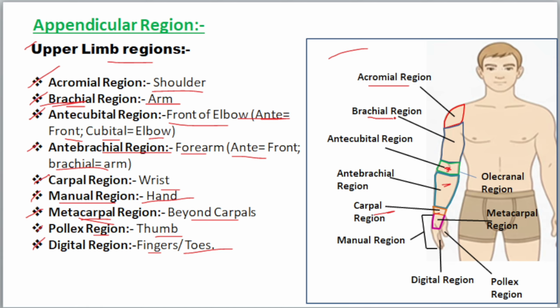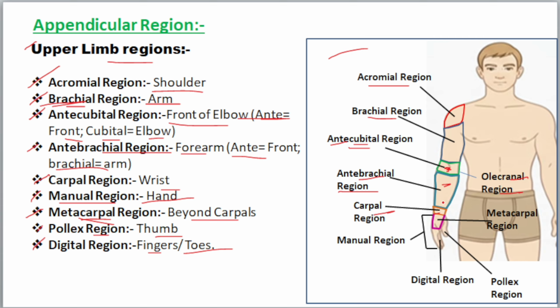This arm portion is called the brachial region. There is also a brachial artery present. Then the front of the elbow is called the antecubital region, where ante means front and cubital means elbow. And the back portion is called the olecranial region. Front of the arm is called the antebrachial region.